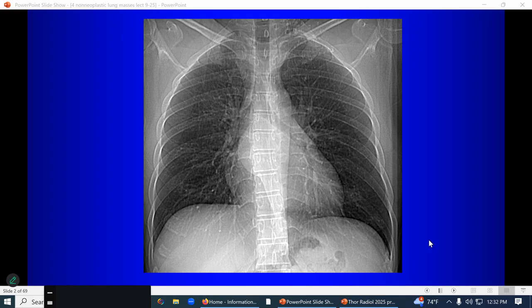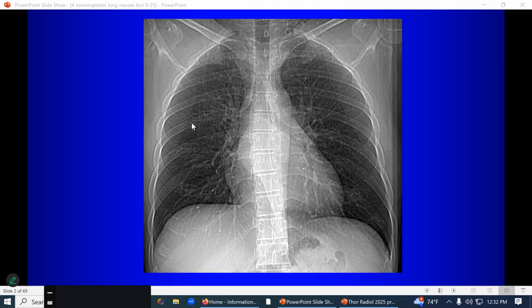All right. So what's wrong? What line is this? The descending aorta. That's the descending aorta. What line is this? It's the left paraspinal line. What line is this? That's the azygoesophageal line. Which line is abnormal?